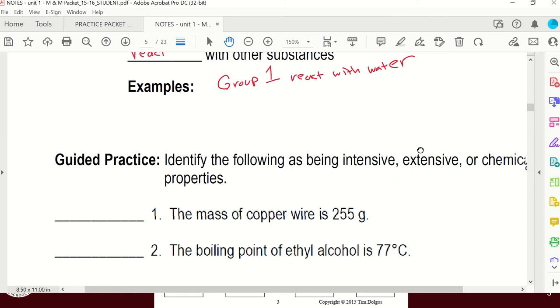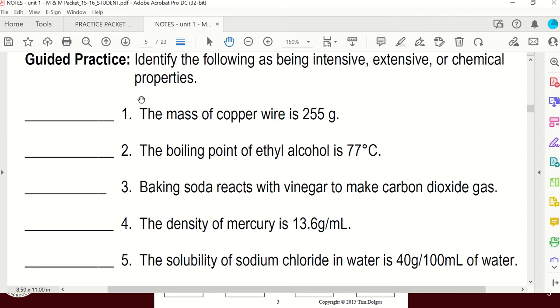All right, let's do your best to identify these. The mass of a copper wire. Identify this as an extensive, chemical, or intensive property. All right, because it says mass, keyword, the mass is an extensive property.